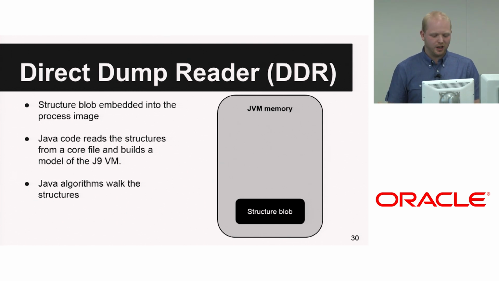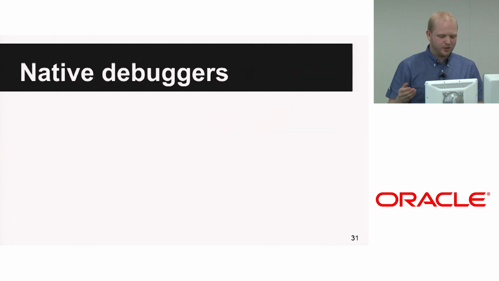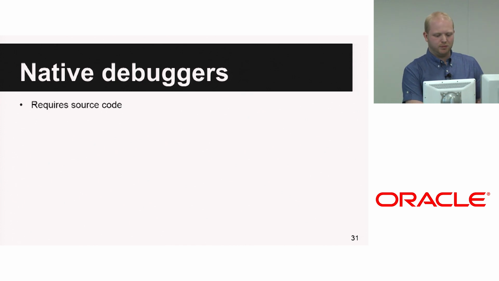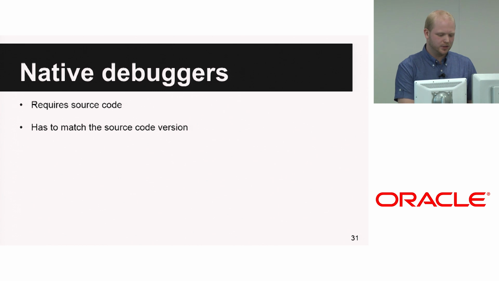So with this knowledge, we get this really powerful debugging tool that I have hinted at a few times. But first, let's look at the difference between native debuggers and what I'm talking about now. You have native debuggers like GDB where you can explore a system core. Usually you require some source code and some debug symbols, and you have to match your source code version to make sure you get that right.